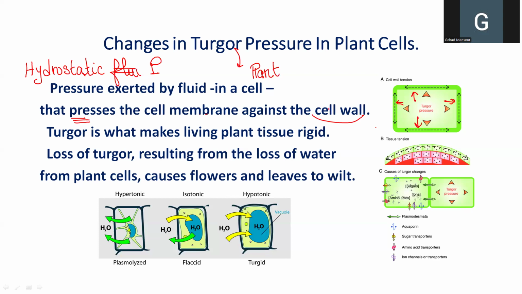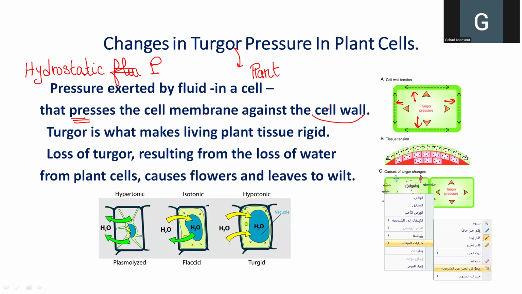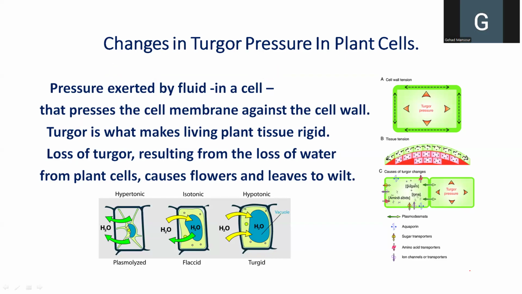Because the direction of the hydrostatic pressure is always outwards, and that pressure is what makes the living plant tissue turgid or rigid. If there is loss of turgidity, this results definitely from the loss of water from the plant cells, and this results in wilting of the flowers and the leaves and different parts of the plant.